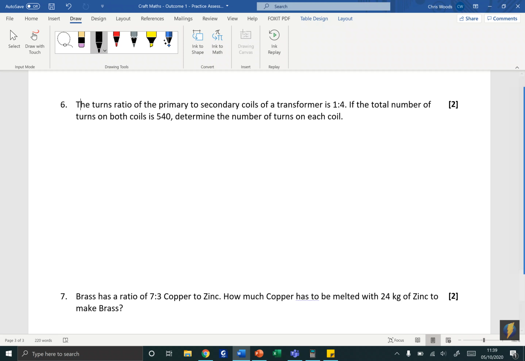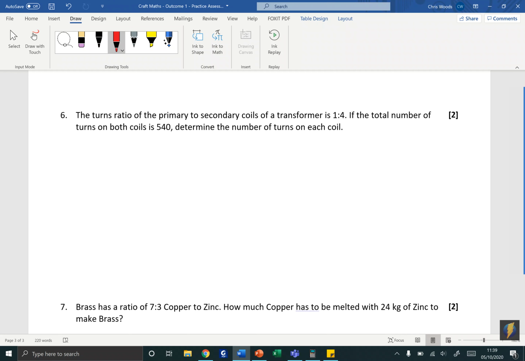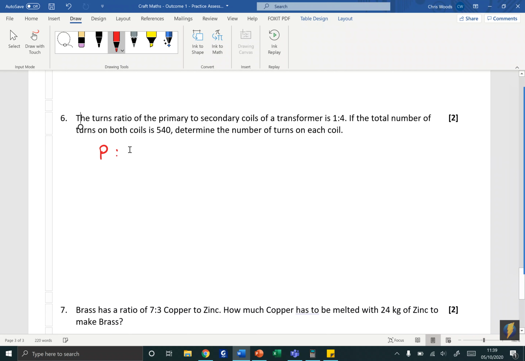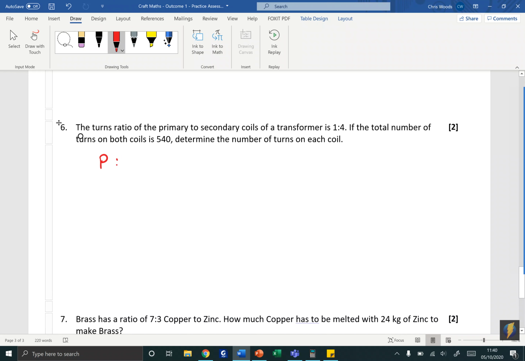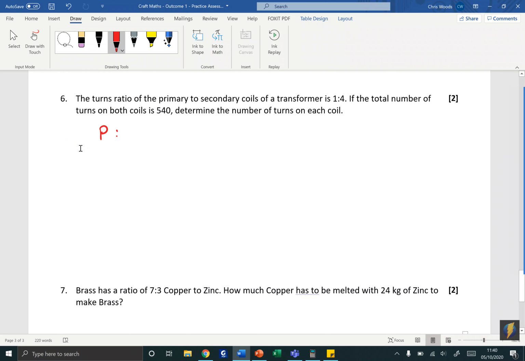Right, so I always think for ratio questions, you want to lay all your information out. We've got primary to secondary in the ratio 1 to 4. So remember, that's the 1, that's the 4. When you read it left to right, when it's primary to secondary, it's 1 to 4. And we want to figure out the number of turns on each coil. You know the total turns made by both combined is 540.